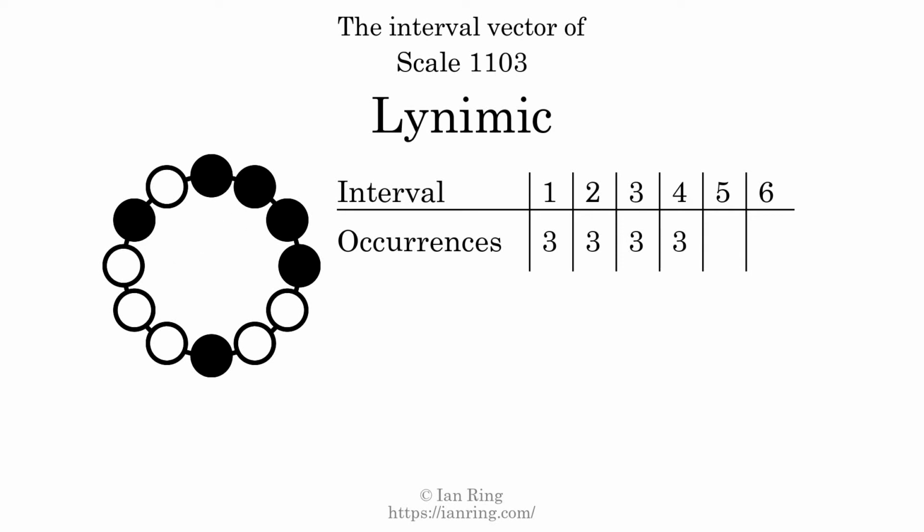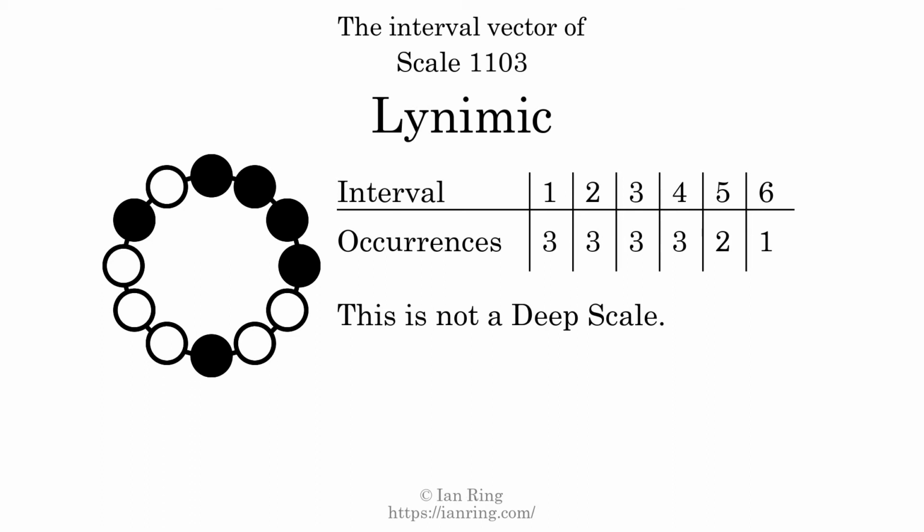There are 3 intervals with the size of 4 semitones. They are here, here, and here. There are 2 intervals with the size of 5 semitones. They are here, and here. There is 1 interval with a size of 6 semitones. It is here. Each interval does not appear in this scale a unique number of times, so this is not a deep scale.